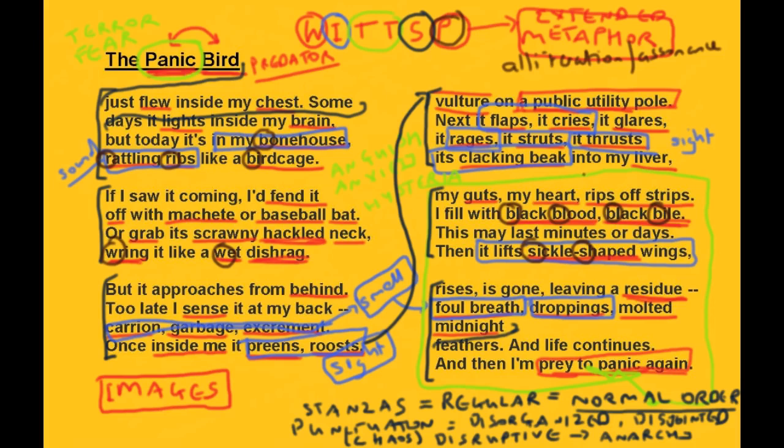We also have some similes. I'm just trying to get a different colour for those. Okay, so like a bird cage, like a wet dish rag. So there's also some similes going on there as well. Okay, so just to add that last part to the poetic devices.